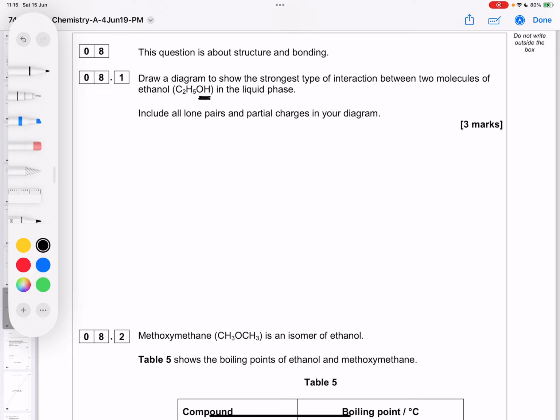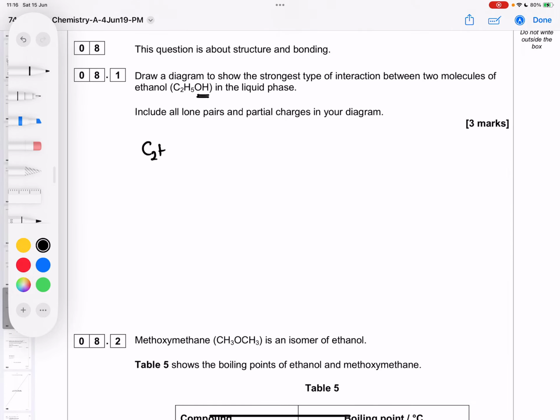Hydrogen bonding is an attraction between a delta plus H and a lone pair on an N, O or F in a neighbouring molecule. So in this compound, it's an oxygen, not an N or an F, and therefore we're going to go from a lone pair on an oxygen in one compound to a delta plus H in another, and that hydrogen bond is in a straight line with the original OH bond. So the C2H5 is irrelevant, really. That's just an R group.